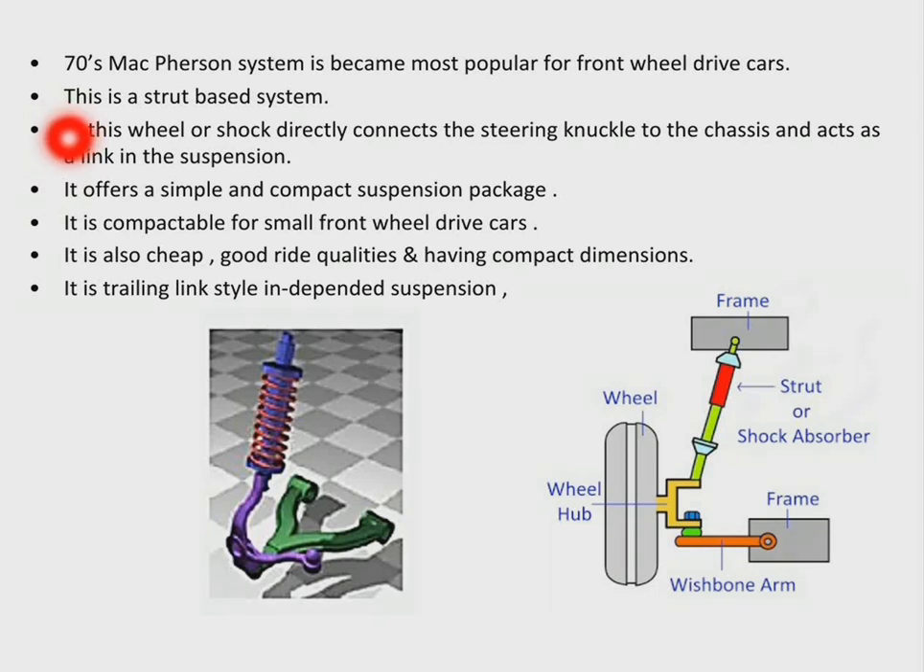In this one it is a strut based system, and there is a shock absorber connected to the steering knuckle. So this is a steering knuckle, and this shock absorber is directly connected to it, and the upper part of the shock absorber is connected to the frame. The wheel is connected to the wheel hub, and that wheel hub is connected to the wishbone arm, and then it is connected to the frame. The actual picture is like this, and this is a schematic.